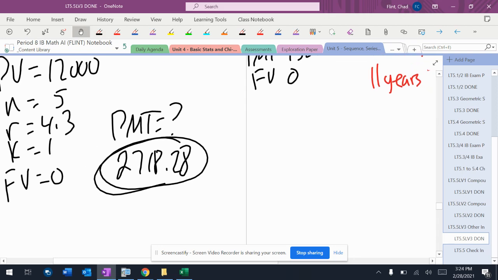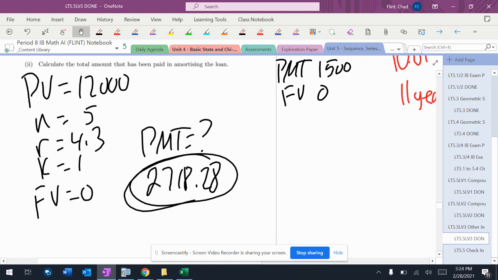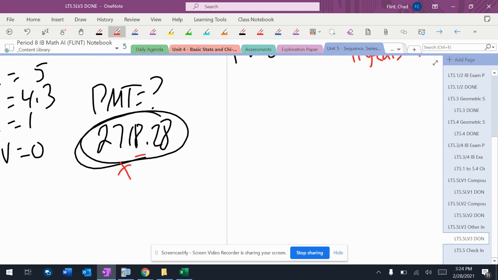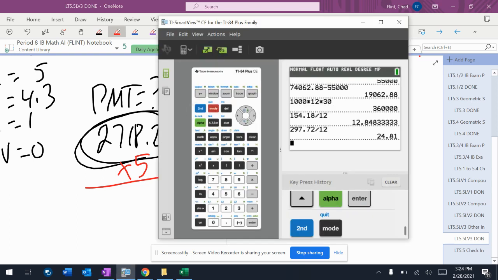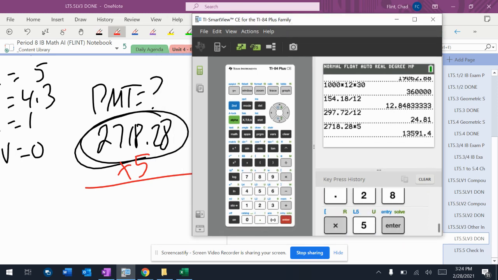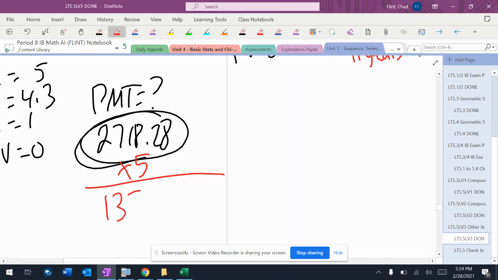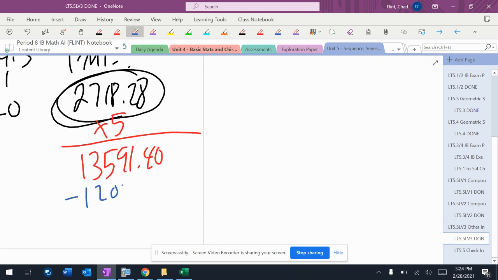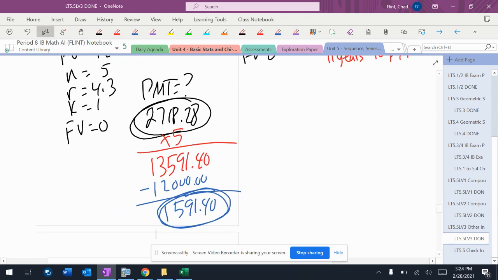And the second part says, how much is it going to cost to amortize this loan? That means I'm paying that 5 times. So how much did I pay? I'm going to quit out of there. $2,718.28 times 5 is $13,591.40. I got $12,000 at the beginning. So $1,591.40 is what the bank makes for loaning me that money.